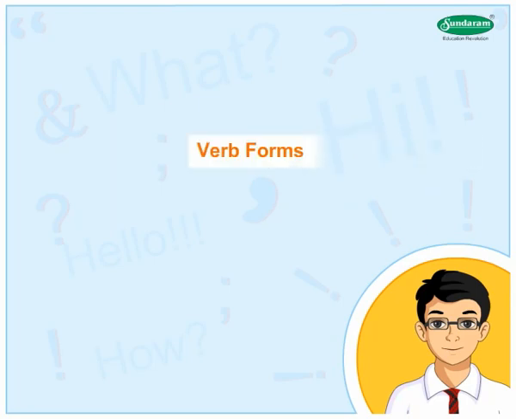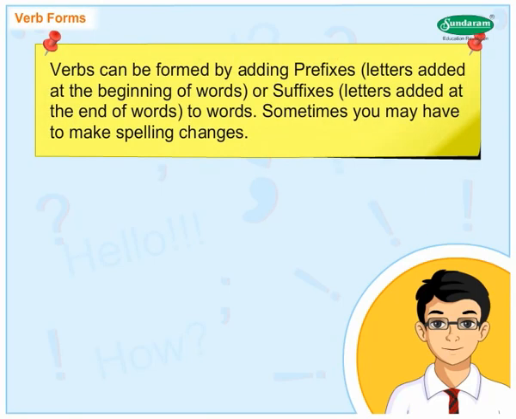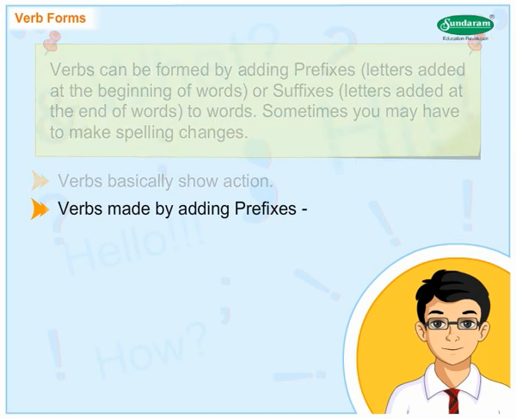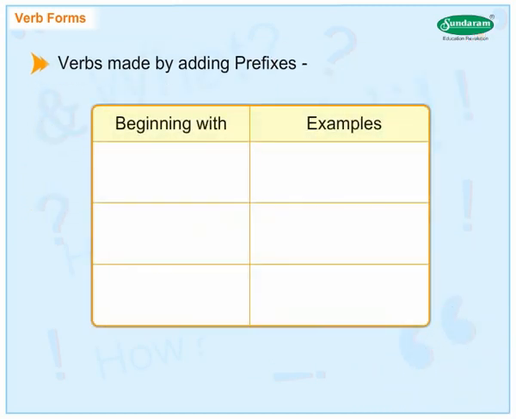Verb forms. Verbs can be formed by adding prefixes, letters added at the beginning of words, or suffixes, letters added at the end of words, to words. Sometimes you may have to make spelling changes. Verbs basically show action.